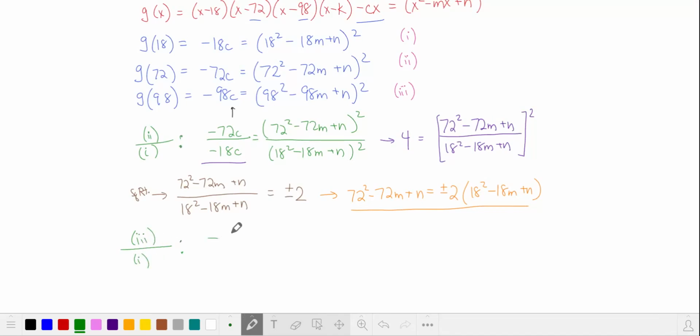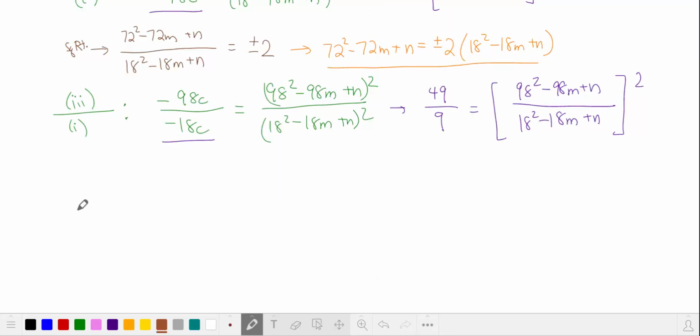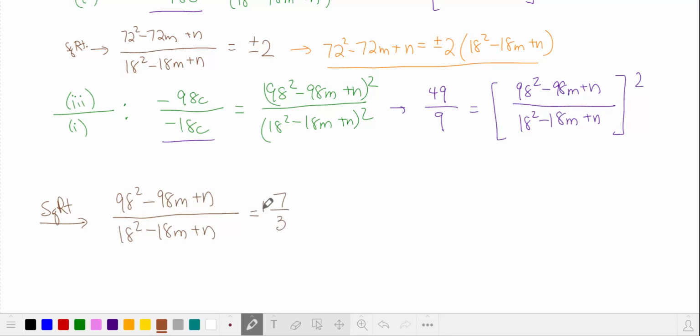We'll repeat this process by dividing equation 3 and equation 1. So on the left-hand side, we'll have 98c divided by minus 18c, and then this fraction on the right-hand side. Canceling the left-hand side, we have 49 over 9, and we'll set that equal to the square of this fraction. We'll take the square root of both sides again, so the fraction is equal to 7 over 3, plus or minus, and we'll multiply by the denominators.